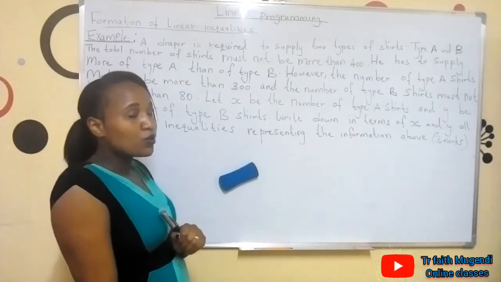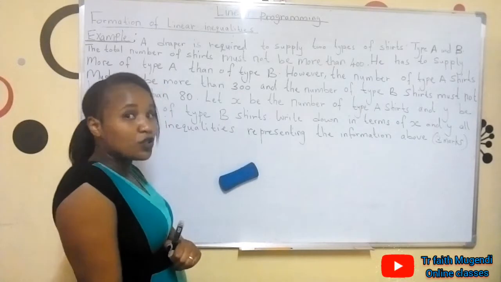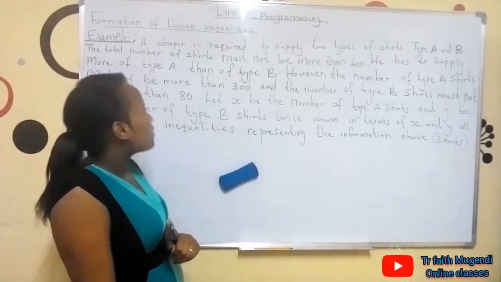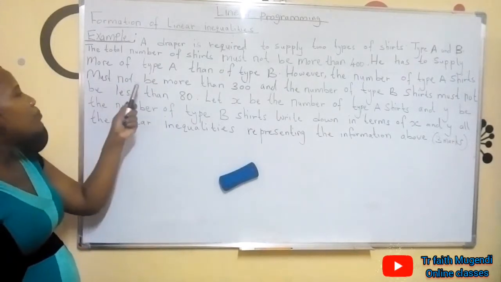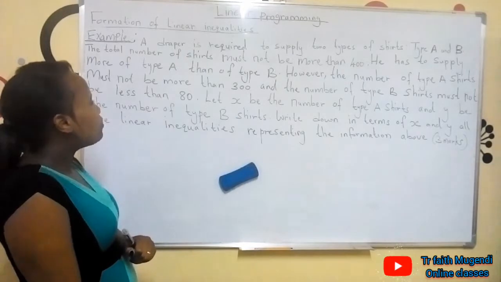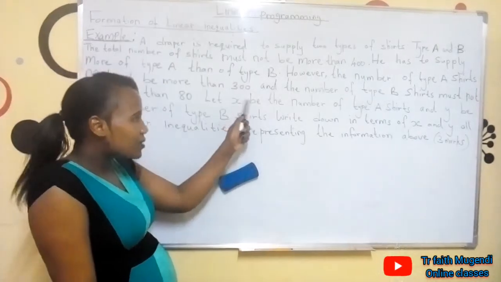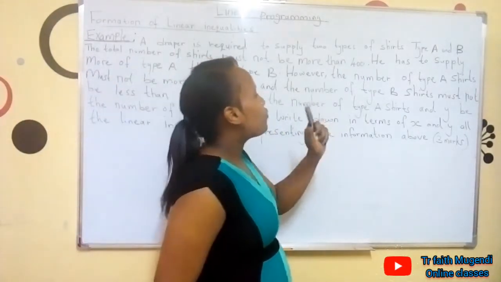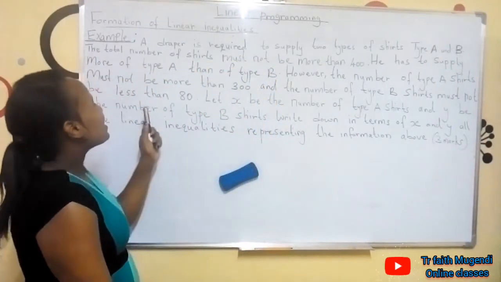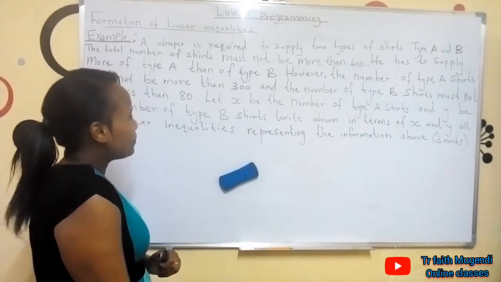You also need to note that, however, the number of type A shirts must not be more than 300. And the number of type B shirts must not be less than 80.